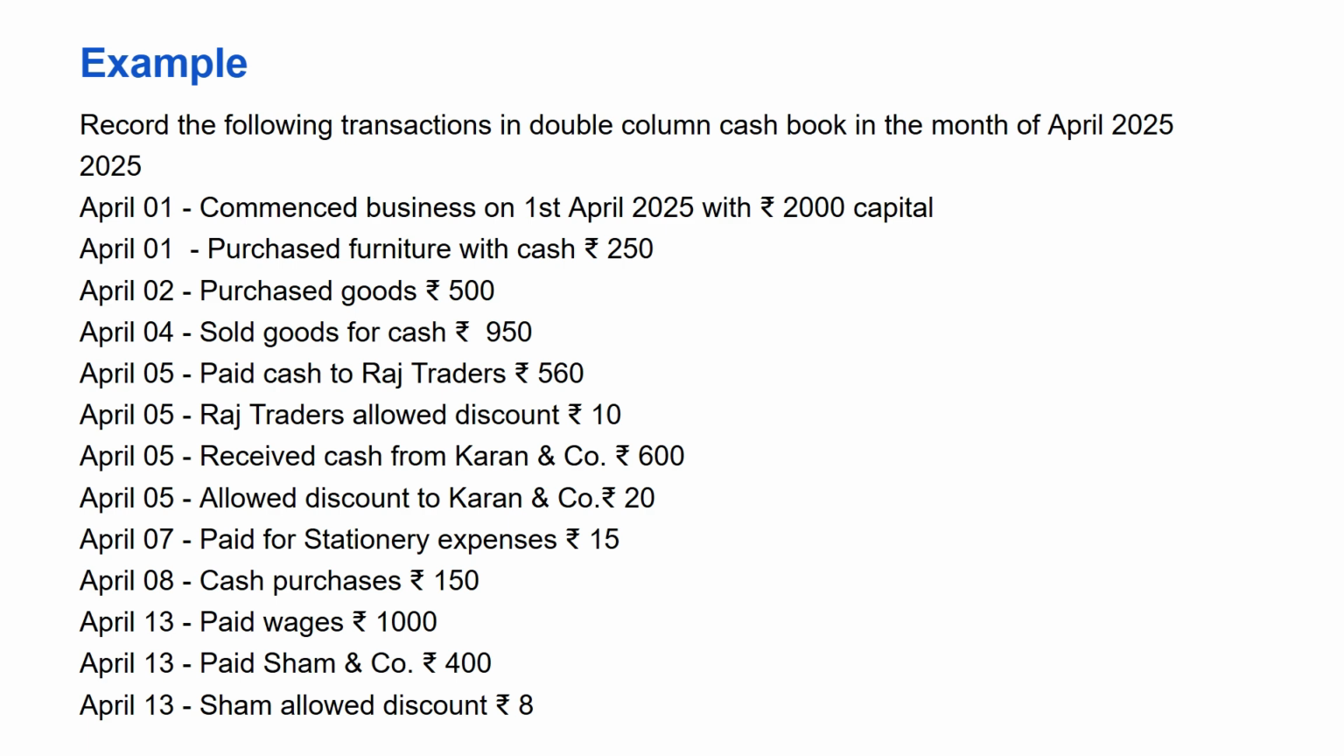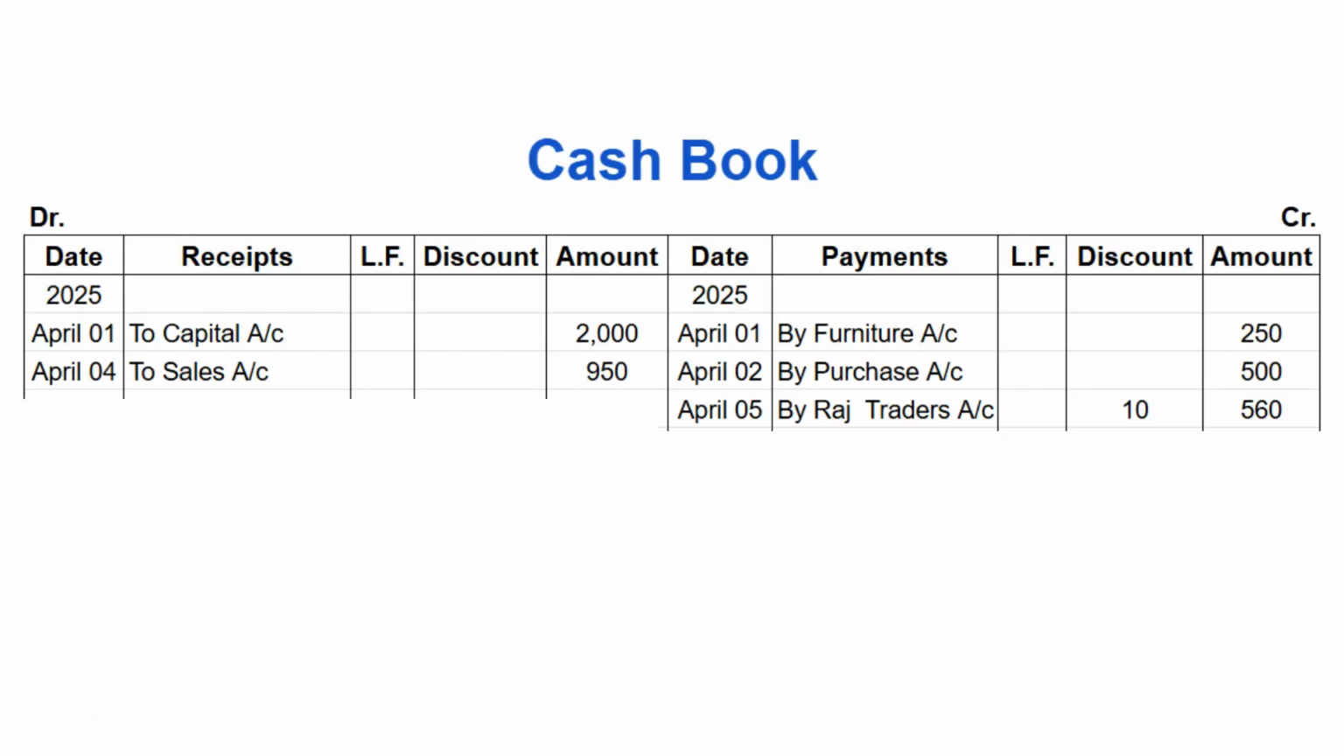So let's see how we'll record it. April 5, by Raj Traders rupees 560 we have paid and we have got discount of rupees 10. So in the discount column we will record rupees 10 and in the amount column we will record 560. We owed Raj Traders rupees 570 but we paid only 560 and received 10 rupees discount.